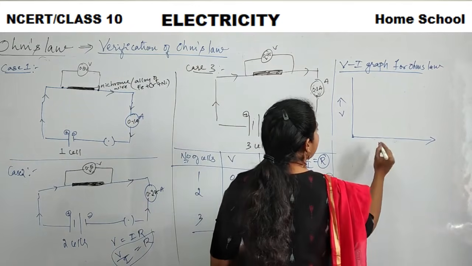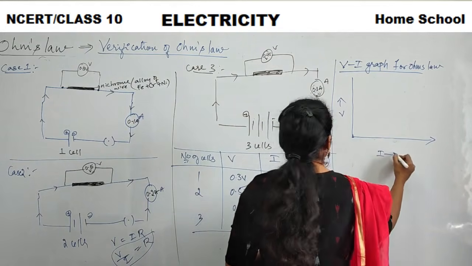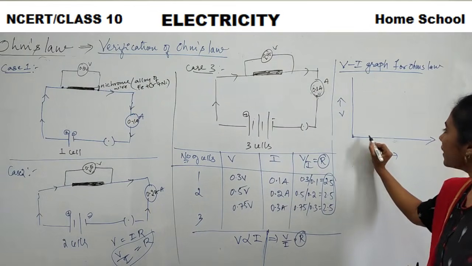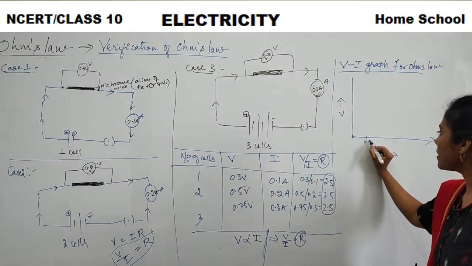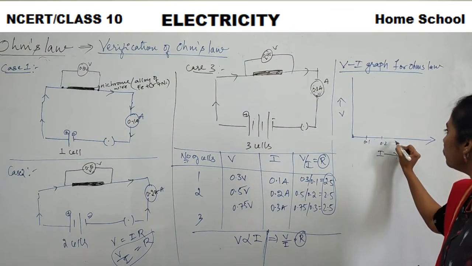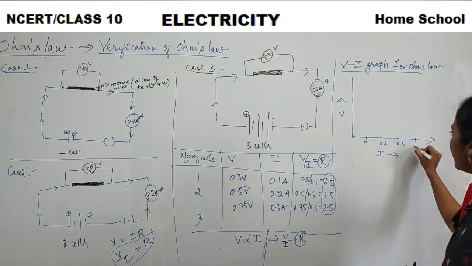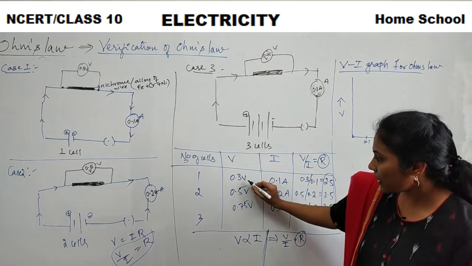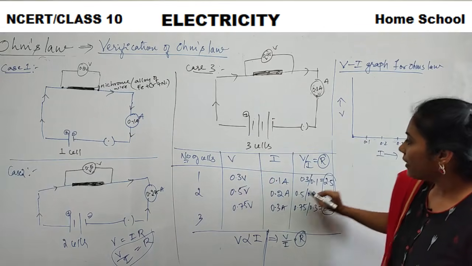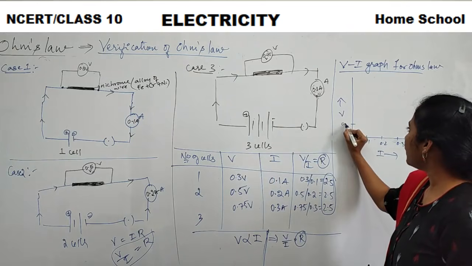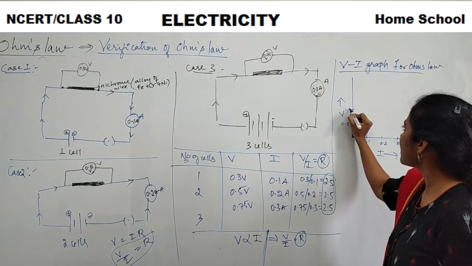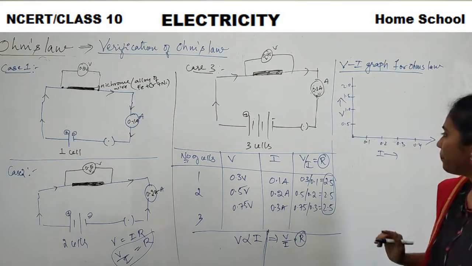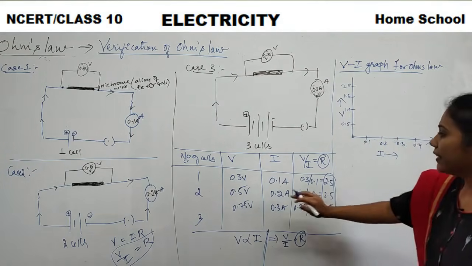Now let us try to plot a graph. First, let me take a scale. What are our current values? 0.1, 0.2, 0.3. Let me take the x-axis as 0.1, 0.2, 0.3, 0.4, like that. And our y-axis is voltage. Let me take it as 0.5, 1.0, 1.5, 2.0. This is the scale. Now let me plot a graph.